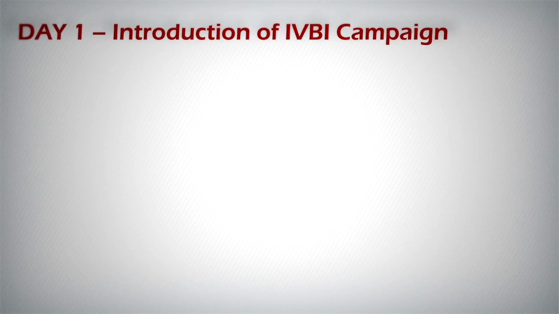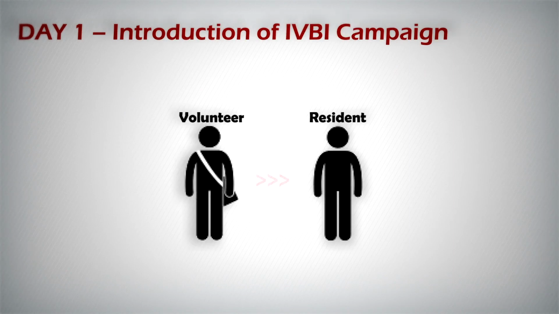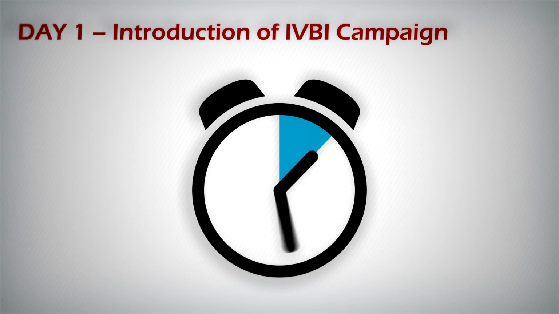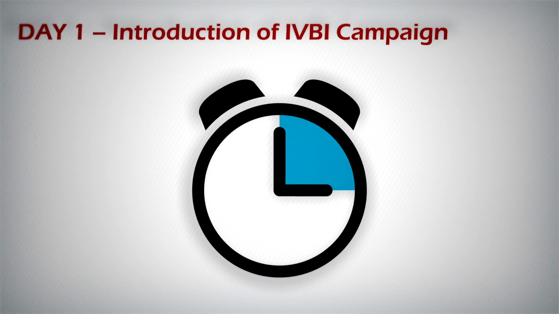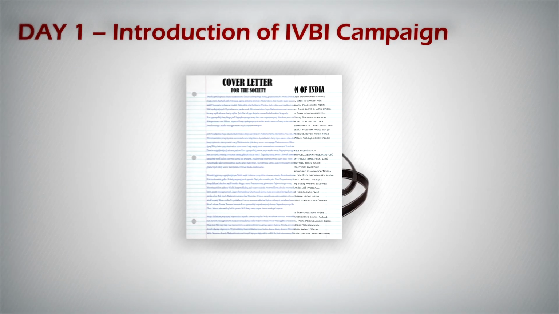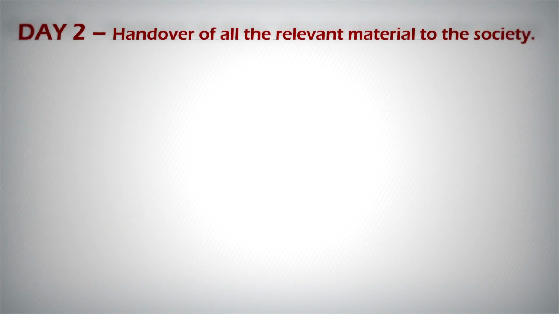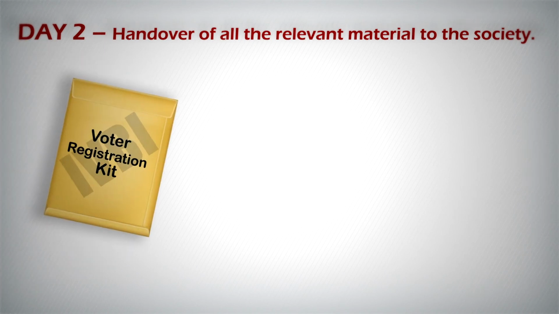Day 1. Introduction of IVBI campaign. Meet a resident in the society and introduce the I Vote for a Better India campaign. Once he is convinced that a voters' registration drive should be organized by his society, ask him to speak with the secretary of the society and fix a date for the voters' registration drive. Typically, 3 hours should be more than enough for a large society. You will be carrying the cover letter for the society, a letter from Election Commission of India and informational videos about IVBI.